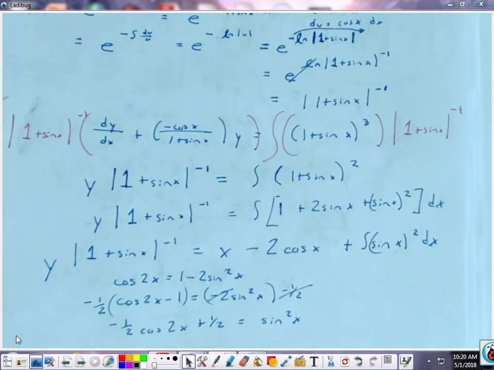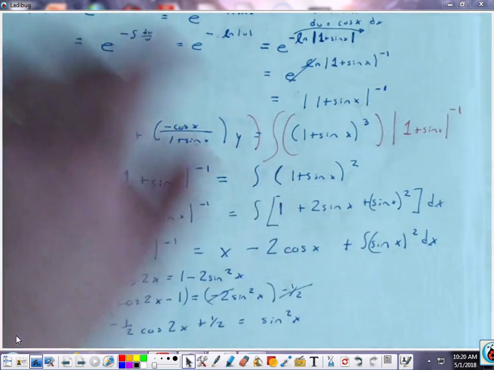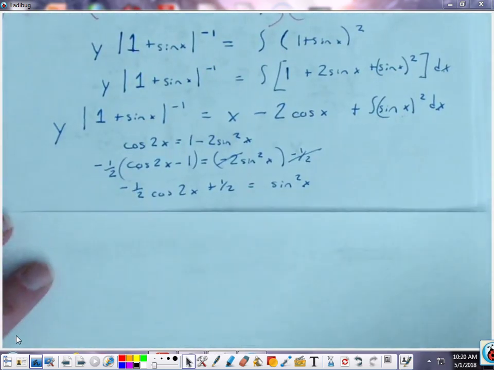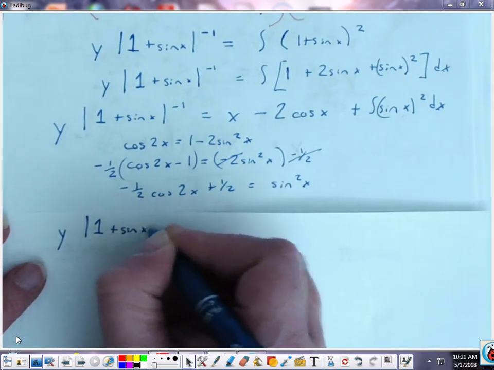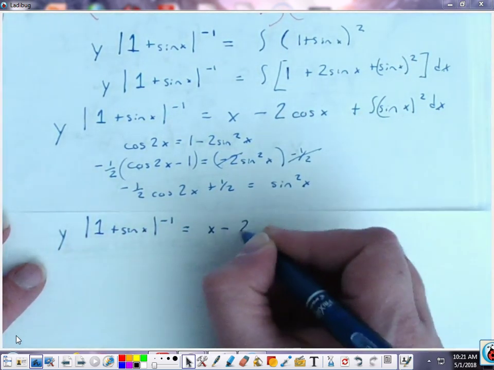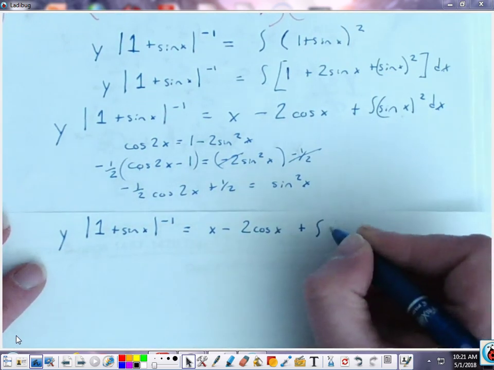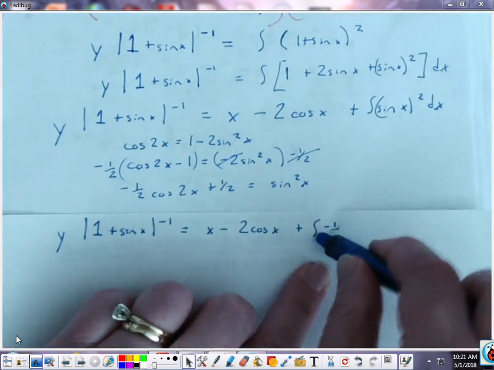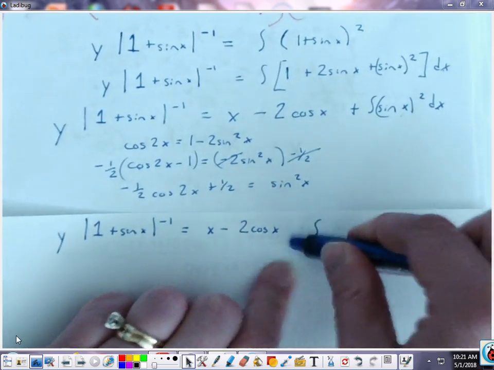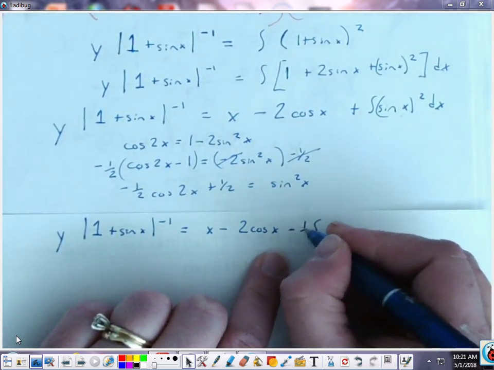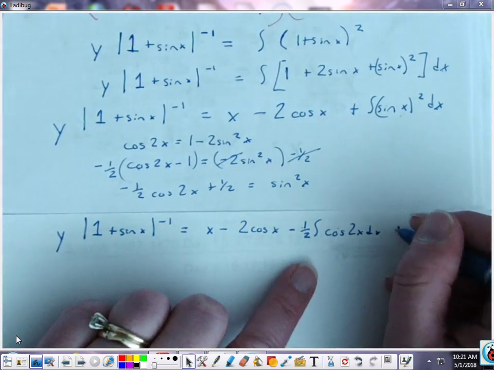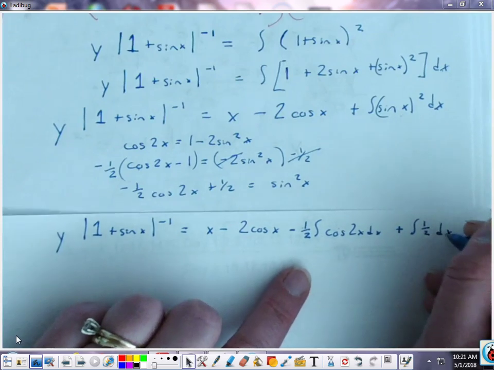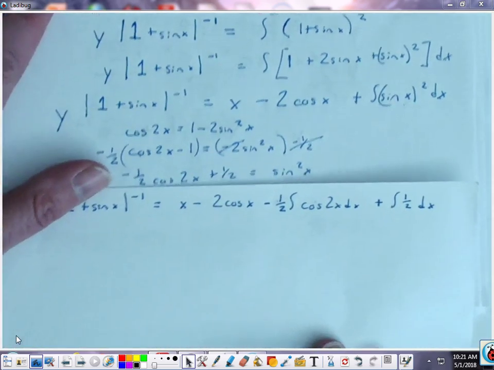And I'm going to go to another sheet. And I'm just going to substitute in this instead of sine squared and integrate it. So you're actually almost there. I'm going to write it as 2 separate integrals. So I'm going to take out the negative 1/2 and then do cosine 2x. And then I'll just leave that as a half. Does that make sense?